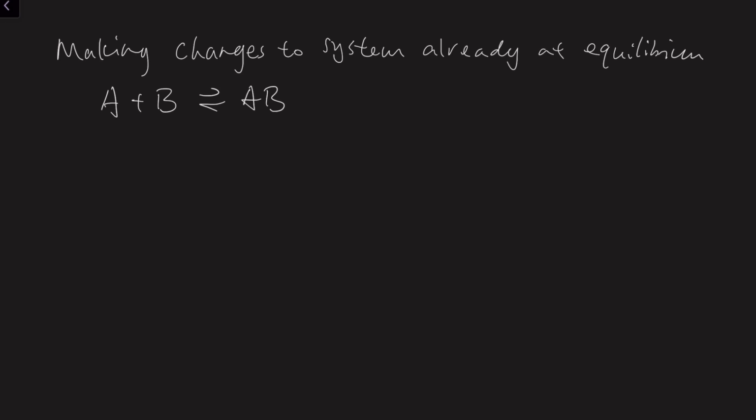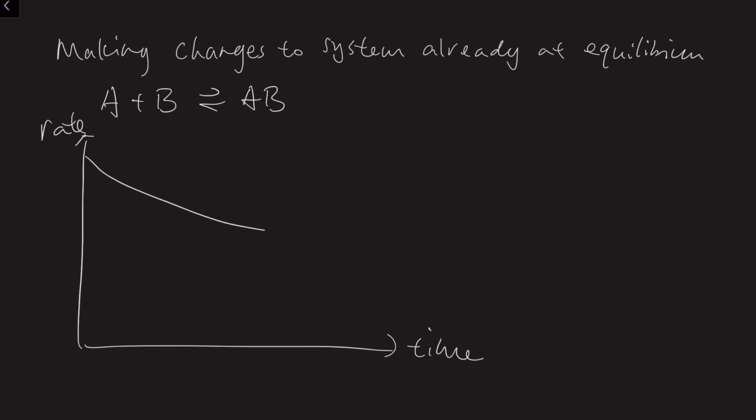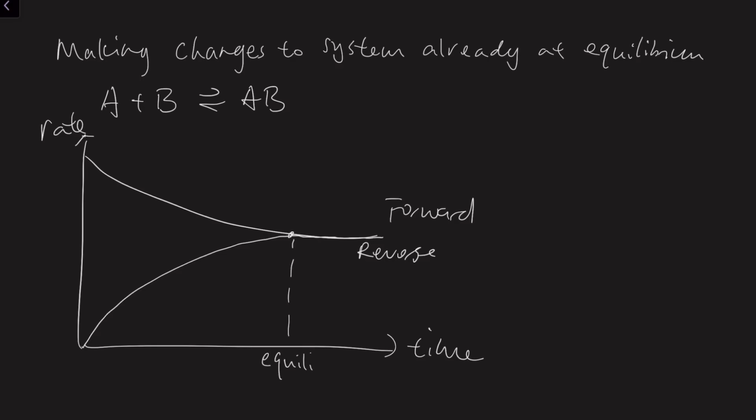As we use up A and B, we have fewer collisions between A and B, which reduces the rate of forward reaction gradually. As we have more AB, we get more successful collisions between AB molecules. So the rate of reverse reaction gradually increases until we get to the point where the rate of forward reaction is exactly equal to the rate of reverse reaction. We are at equilibrium. So the rate of forward reaction gradually decreases, the rate of reverse reaction gradually increases, and then here we reach equilibrium.